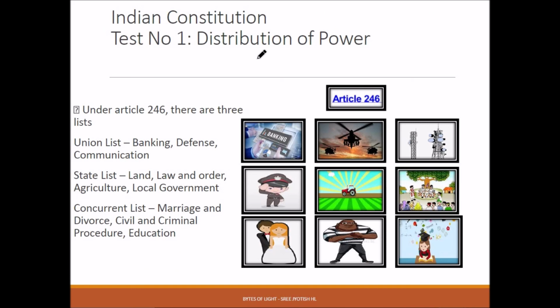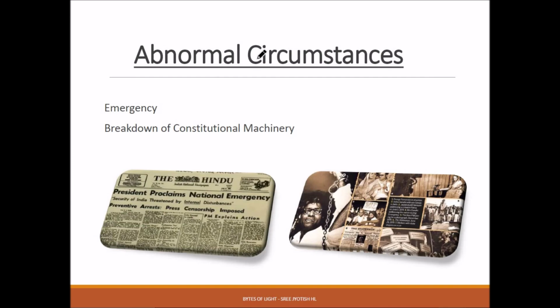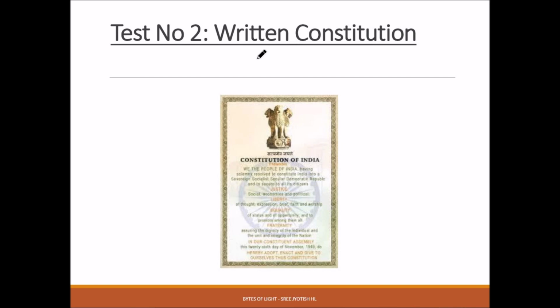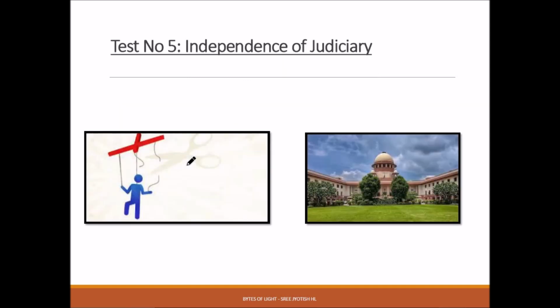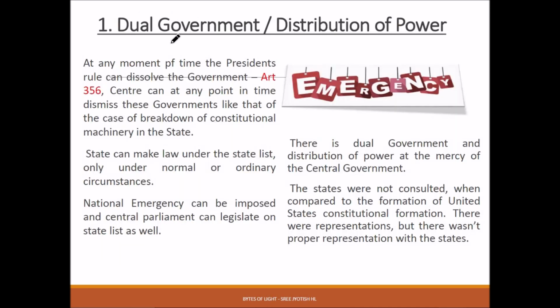That is distribution of power, the presence of 3 lists, what happens during abnormal circumstances, the presence of dual government, the written constitution, supremacy of the constitution, rigidity of the constitution, and the provisions that require consent of more than half of the states, independence of judiciary. And then we went deeper into our constitution and then we understood that the dual government or the distribution of power can be disrupted under the Article 356.